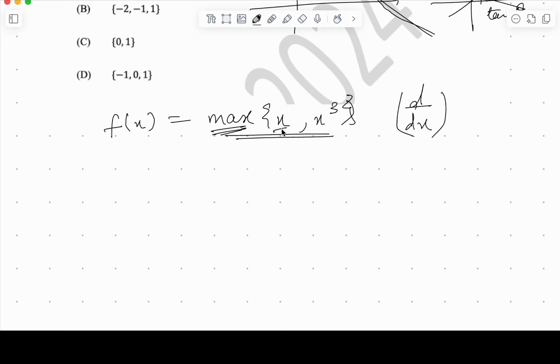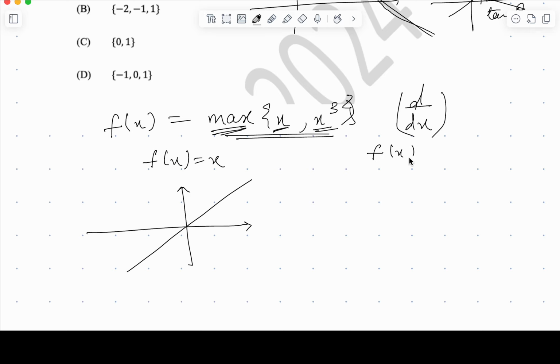So we will graph first x, then we will graph x cube, and then we will think about how to approach the problem. Let's graph for f of x equal to x. In this situation, the graph is going to be like this. It's a straight line graph, right? Let's graph for f of x equal to x cube. For this, it will be like this. This is the graph of x cube.